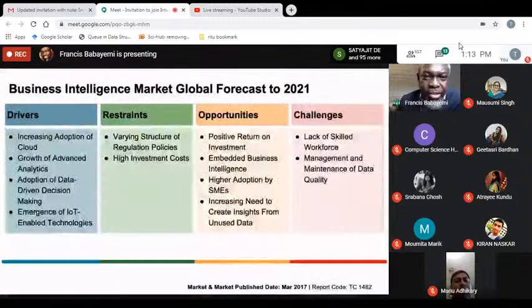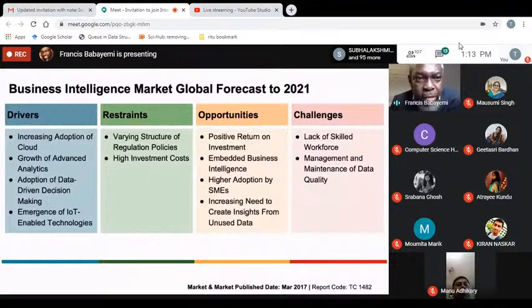What do I mean by this? So some of the research provided by MarketsandMarkets published in 2017, which is very much still relevant, presents us with some of the key drivers, the restraints, opportunities, and also the challenges. In terms of the drivers, you can see already that increased adoption of cloud has become a key factor. Growth in advancing analytics, adoption of data-driven decision-making, which is very important for pharmaceuticals and so on and so forth. For blockchain, for all of these financial institutions, this is very important. Also the emergence of IoT-enabled technology.